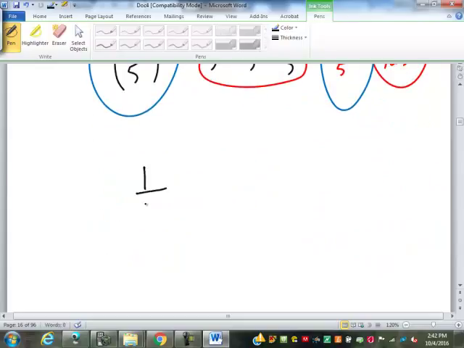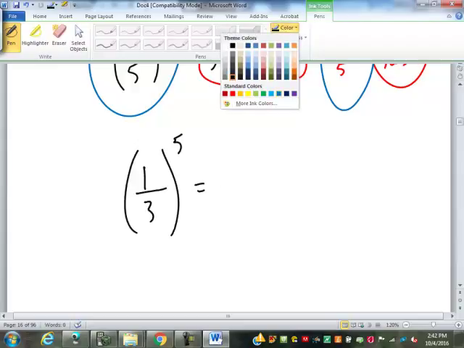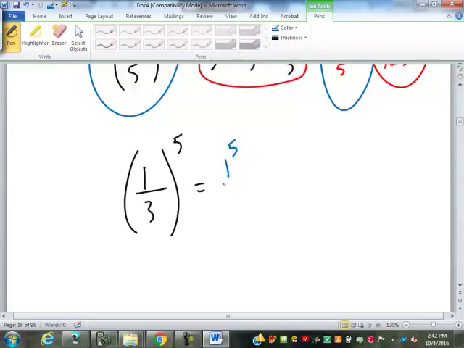So if I have 1/3 to the power of 5, I can treat that as 1 to the power of 5 over 3 to the power of 5. What's 1 to the power of 5? 1. 1 to any power: I can multiply as many 1s together as I want to, and I'm going to end up with 1, right? 3 to the power of 5 is 5 3's multiplied together, which is 243. So 1/3 to the power of 5 is 1/243.